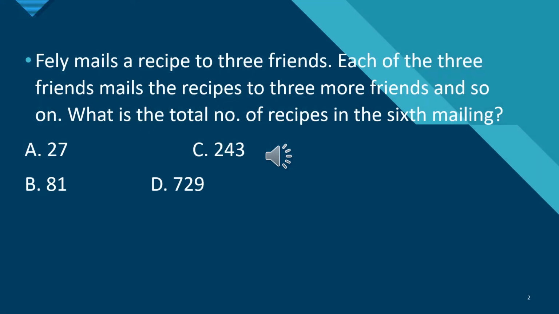To get started, here is the first question. Feli mails a recipe to three friends. Each of the three friends mails the recipe to three more friends and so on. What is the total number of recipes on the sixth mailing? The choices are A 27, B 81, letter C 243, D 729.